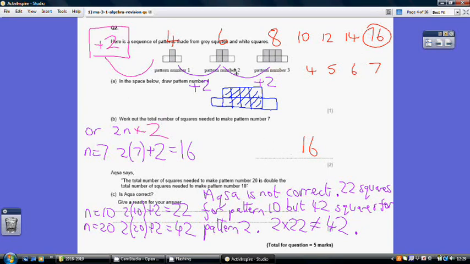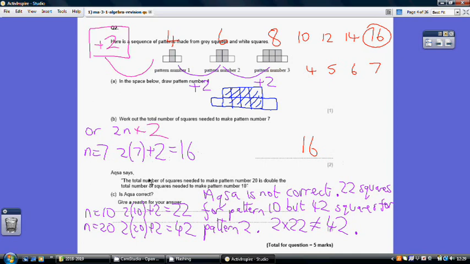Now if you want to work that out by way of the nth term, you can. We're going up in 2s, so that's 2n, and the 0th term would be plus 2. So when we substitute 7 in for pattern number 7, we get 2 lots of 7 plus 2 equals 16.